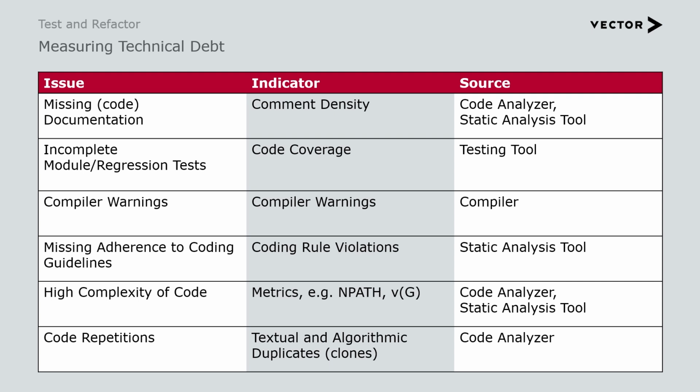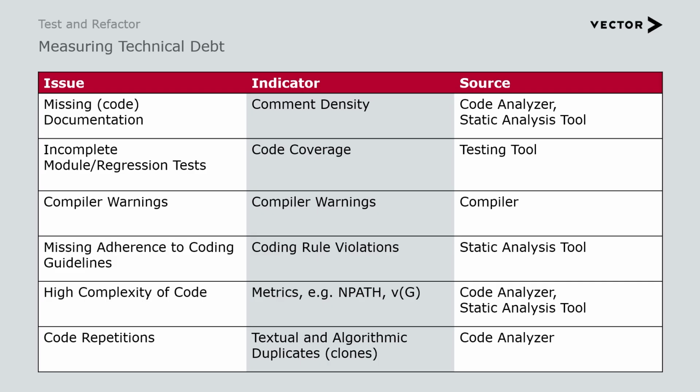But let me shortly emphasize this. With characterization tests, this is not the code coverage we need to have in the end. We need requirements-based test cases, just to mention that. So in the end, we have to map our test cases to requirements. Compiler warnings: the compiler issues the warnings, so we will just use that as indicator. For missing adherence to coding guidelines, we traditionally use a static analysis tool to measure the adherence, and we will use the coding rule violations as indicator for that.